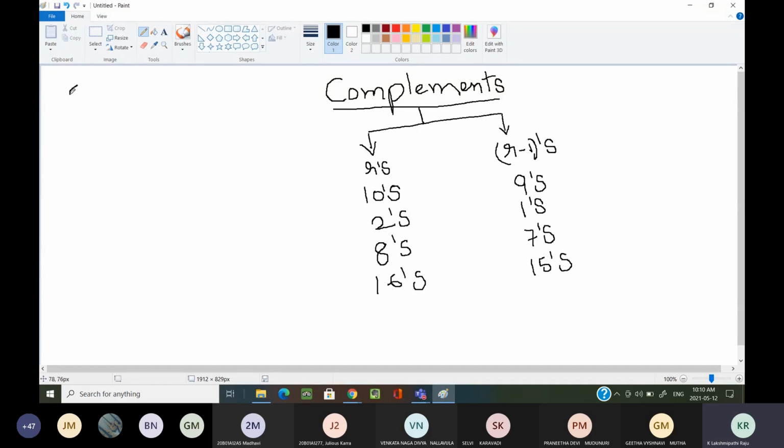Now here I am taking one example. Number 9. The given number is of base 10. Calculate the 10's complement of 9. This is the given number. For this given number, we have to calculate the 10's complement. 10's complement means radix complement.